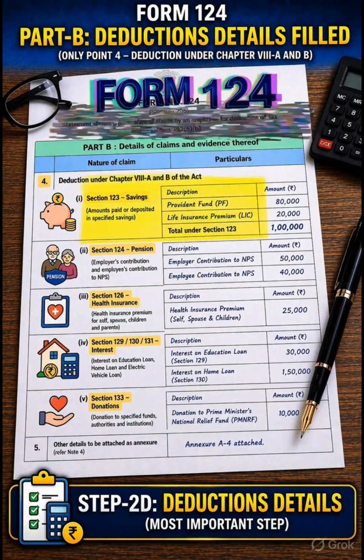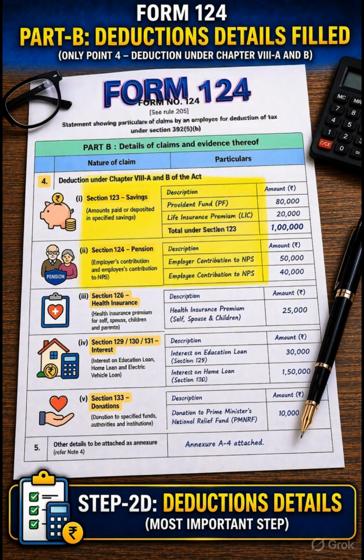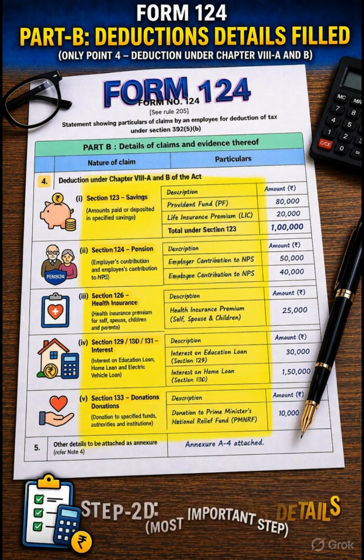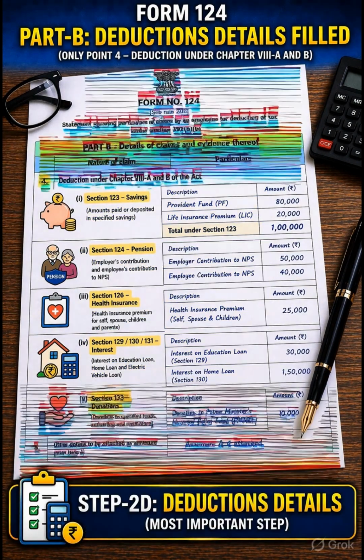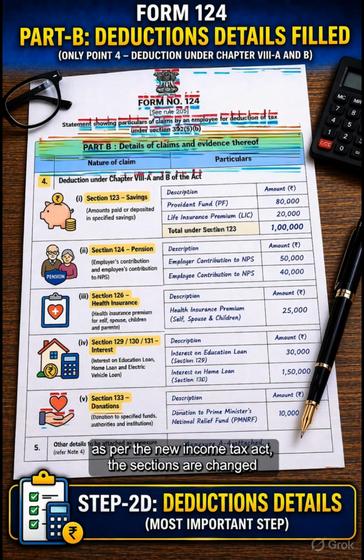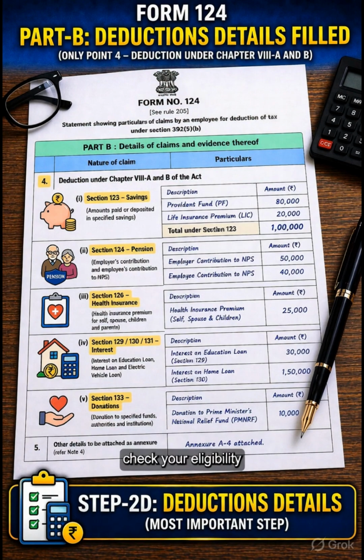This is the most important part in the entire form. Deductions. Before, we used to fill chapter VI deductions like 80C, 80CCC, 80D, 80G, etc. while submitting Form 12BB. Now, as per the new Income Tax Act, the sections are changed. Also, the deductions are redefined. Before filling each part, check your eligibility.